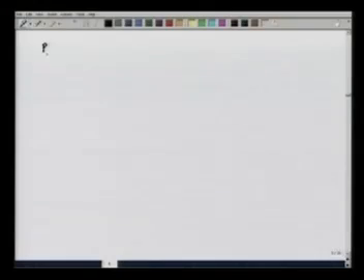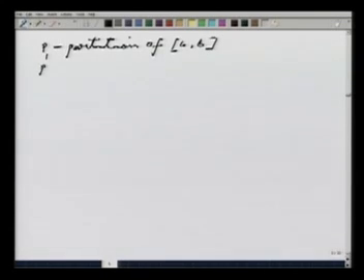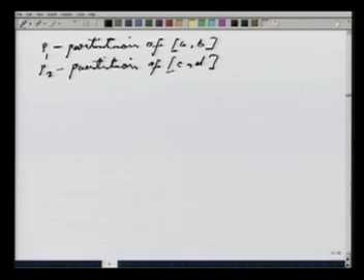So what you do is, now first take P1, this is a partition of [a,b], then P2, this is a partition of [c,d], then take P3, this is a partition of [e,f].